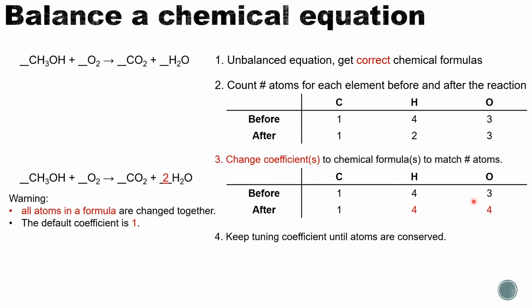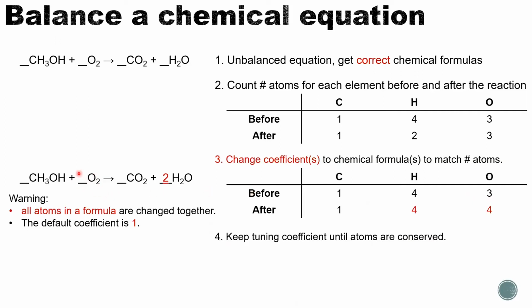Now here comes the question. There are 2 places we have oxygen. Which coefficient shall we tune? Let's take a look at this table. Both carbon and hydrogen are conserved. The only thing that is different is oxygen. If we change the coefficient of methanol, we also change the carbon and hydrogen. That gives more hassle. We only want to change oxygen. So in this case, we're going to change the number of oxygen. Now we only need to add 1 more oxygen.